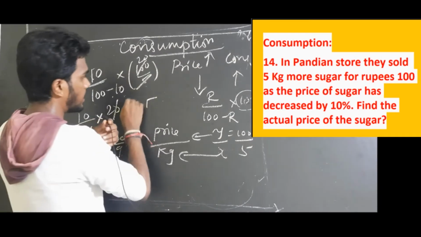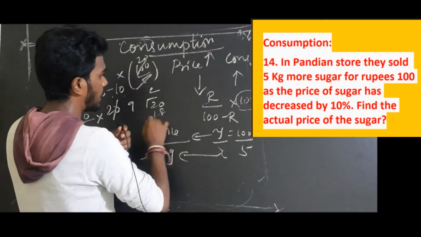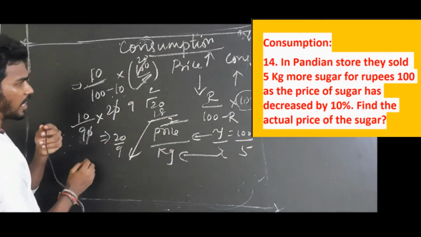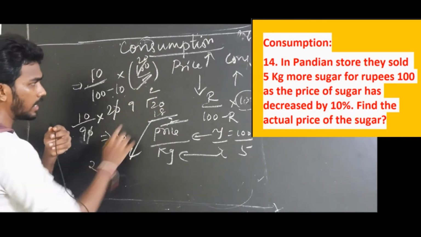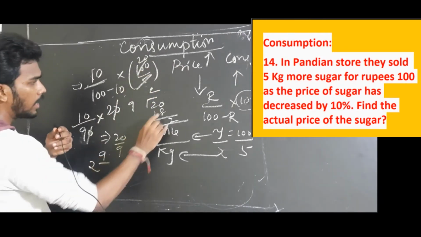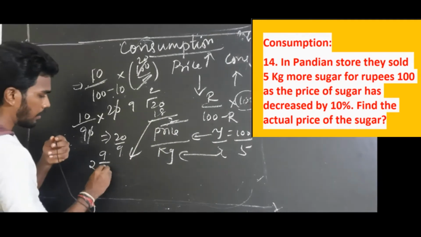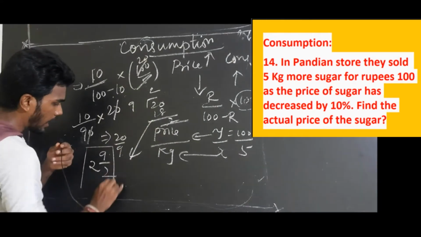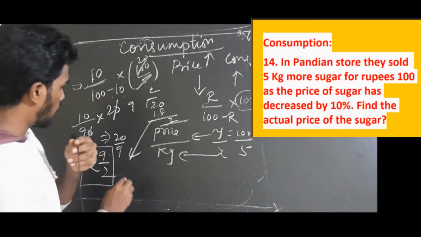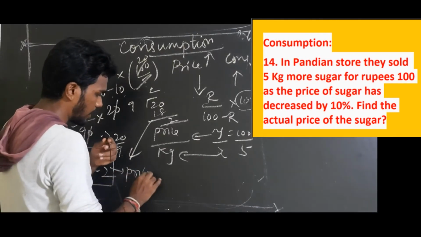So let's calculate this. 9 2s are 18. I get 2 here. So expressing in a fractional form, 2 should be written here. 9 will go in the numerator part. Remainder 2 will come in the denominator part. So 2 by 9, that is 9 by 2 will be the price per kg.